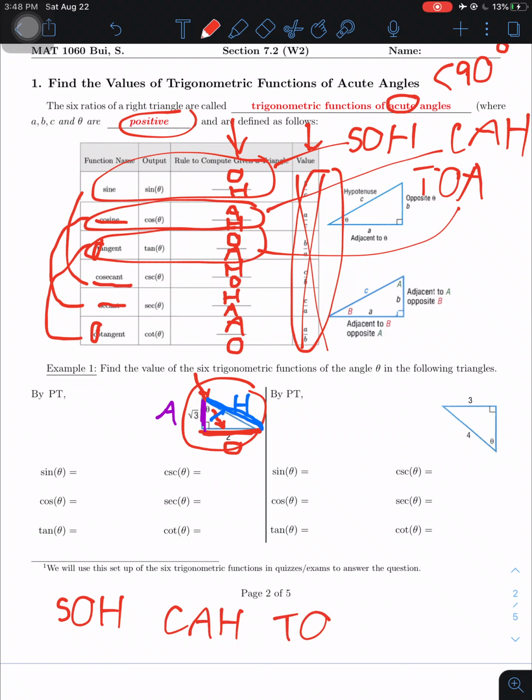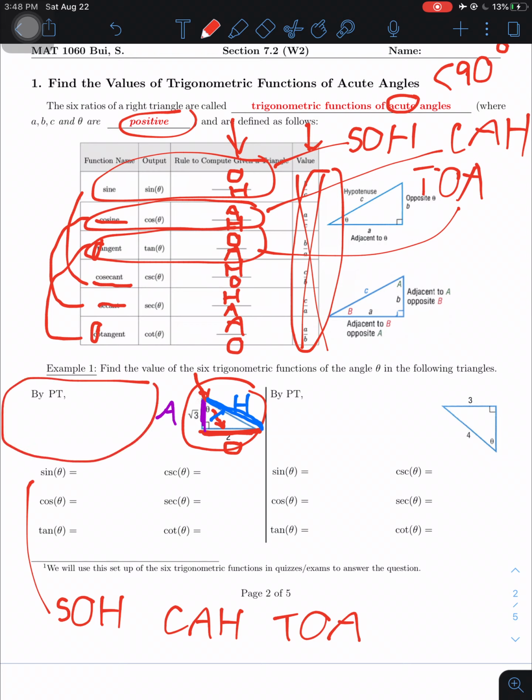SOHCAHTOA. Okay, sine. We have opposite divided by hypotenuse. Opposite to it, we have 2. Hypotenuse in here, we don't know. So let's get back to here. That's why I leave a space in here for us to fill out.